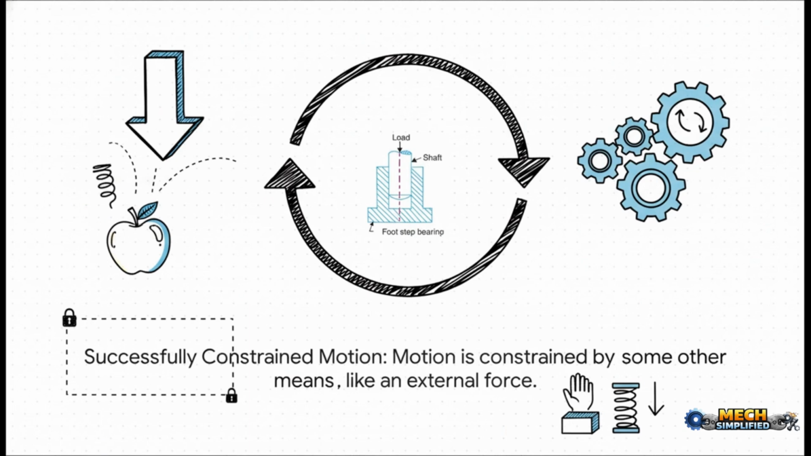So how do engineers get around that? Well, they use this really clever trick called successfully constrained motion. With this, the motion isn't controlled by the shape of the parts alone. Instead, you add an external force. Take this bearing, for example. The shaft could technically move up and down, but the heavy load pressing down on it prevents that from happening. So what's the only motion left? Rotation. We've successfully forced the motion to be predictable by using an outside force, like gravity or maybe a spring.